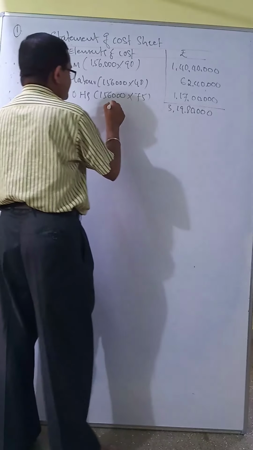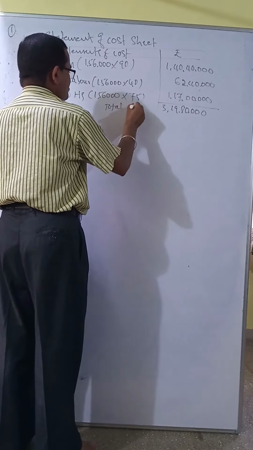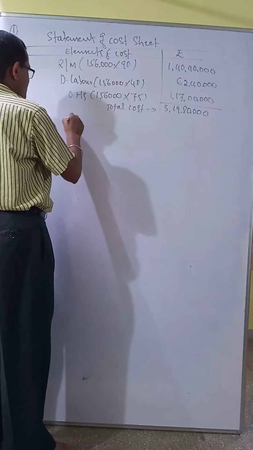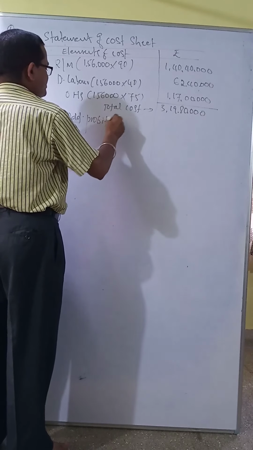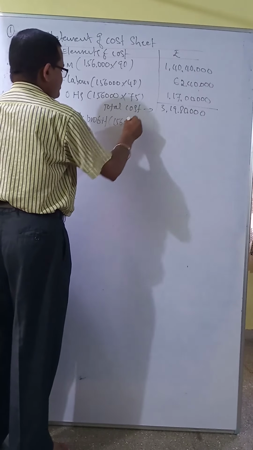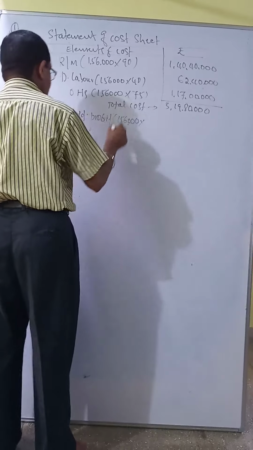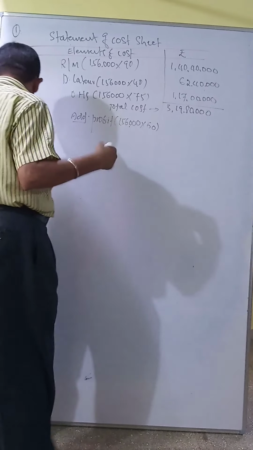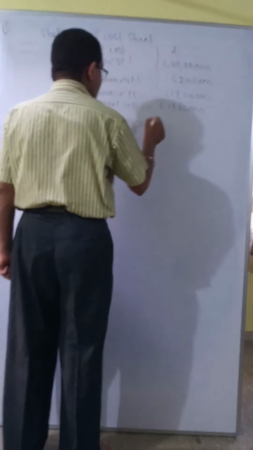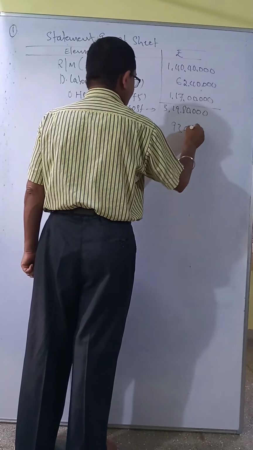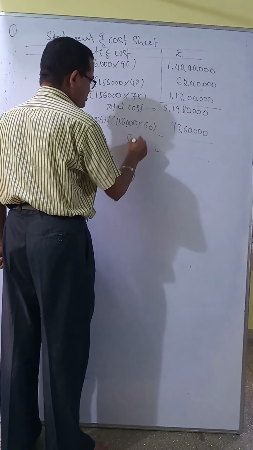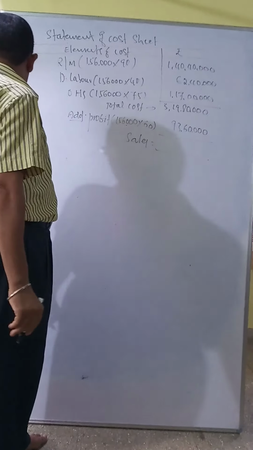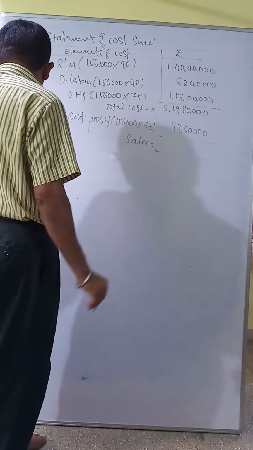This is called total cost. Then add profit. The level of activity or production, 1,56,000, is given in the cost sheet question only. Profit per unit is 60 rupees, into 60, we will get 93 lakh 60,000. Add these two, cost plus profit, you will get sales.